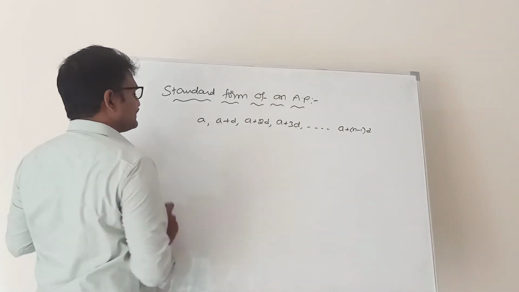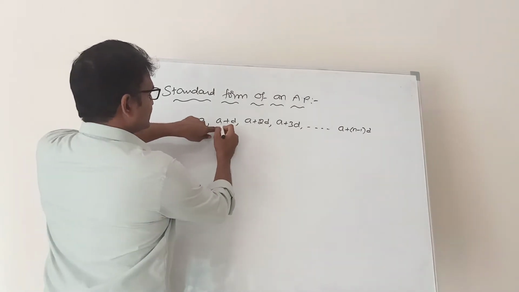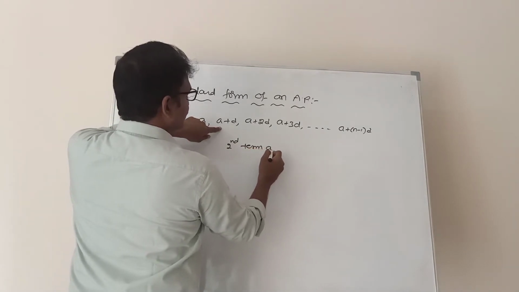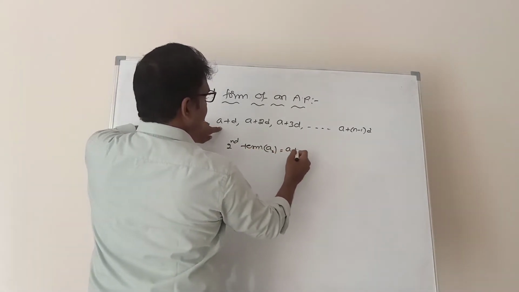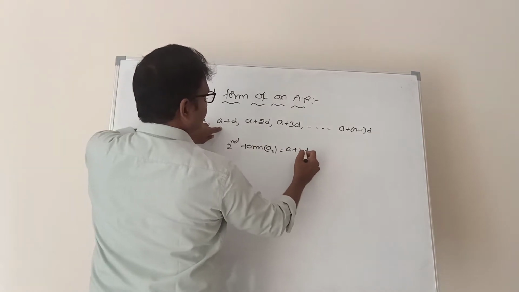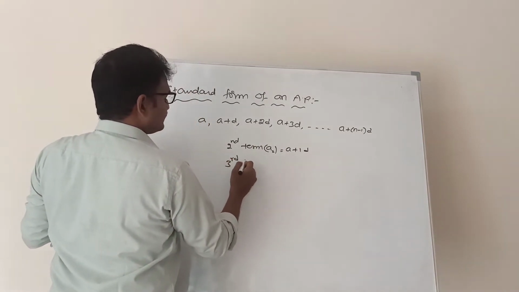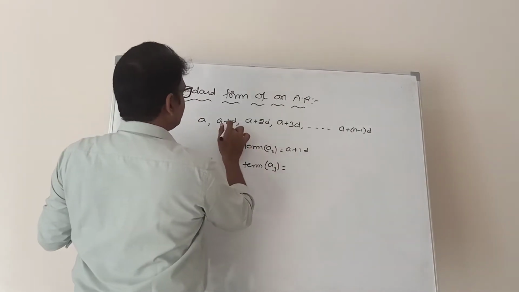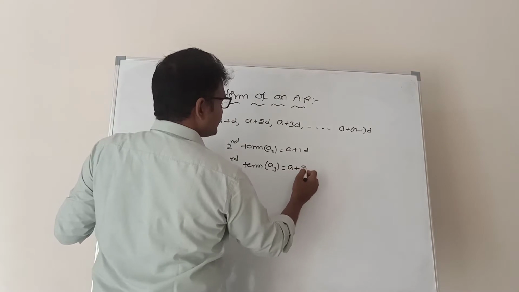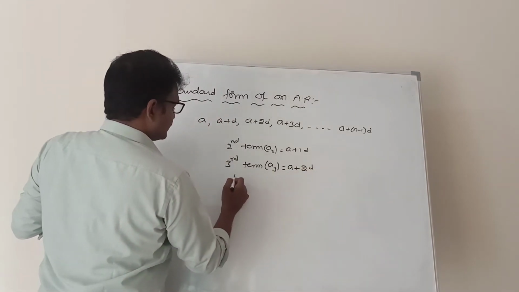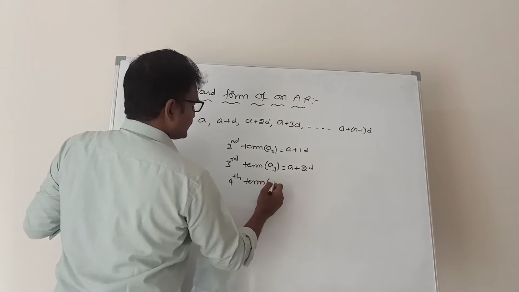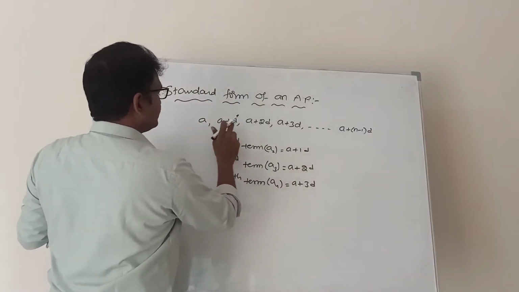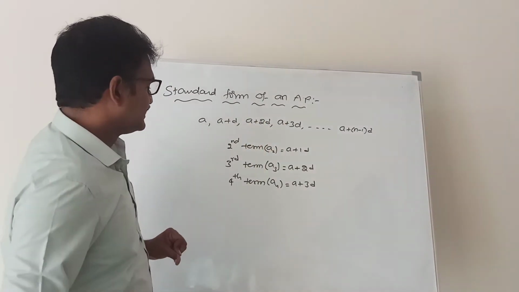See, observe, the first term is A. Second term A2 is equal to A plus, how many D's are there? 1D. Third term A3 is A plus 2D. Fourth term A4 is equal to A plus 3D. This is the fourth term. 1, 2, 3, 4. Fourth term is A plus 3D.